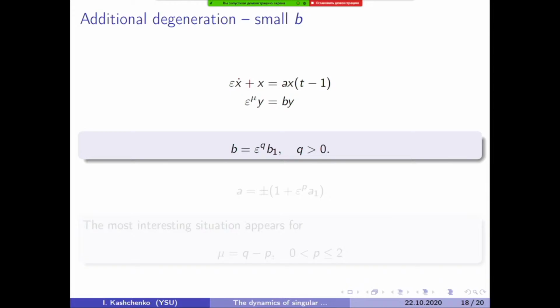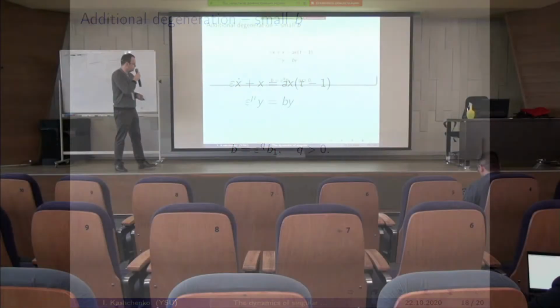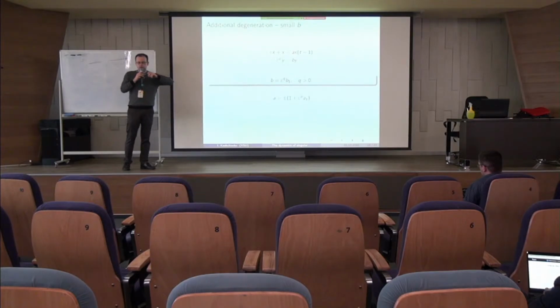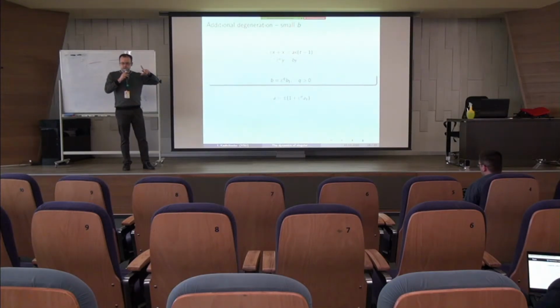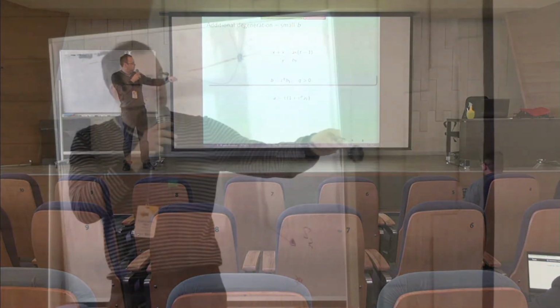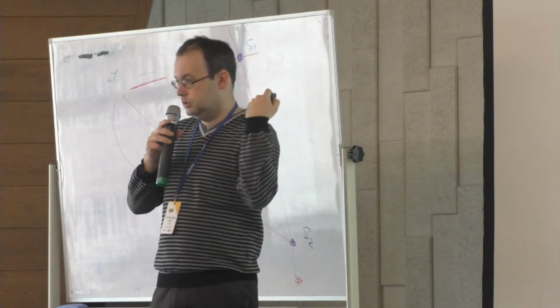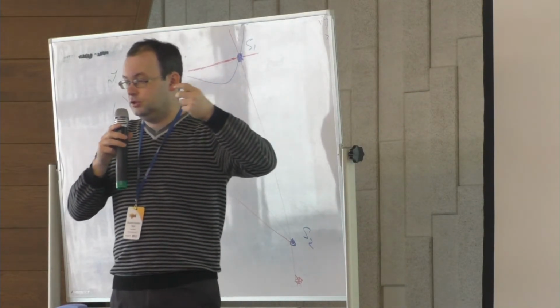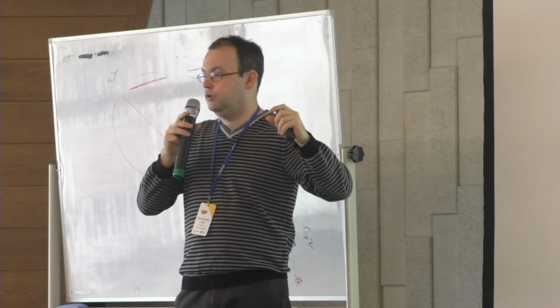And the last situation I want to talk about is the situation where we have an additional degeneration. Parameter b is small. So let b be epsilon to the power q multiplied by b1, another small parameter. And again, critical cases appear when a is close to plus or minus 1. But in this situation, we have not only an infinite number of critical roots that tend to the imaginary axis, but we have another additional root that comes from the second equation, of the form epsilon to the power q b1, that also tends to the imaginary axis. So we have not an infinite number of critical roots, but infinite plus 1.